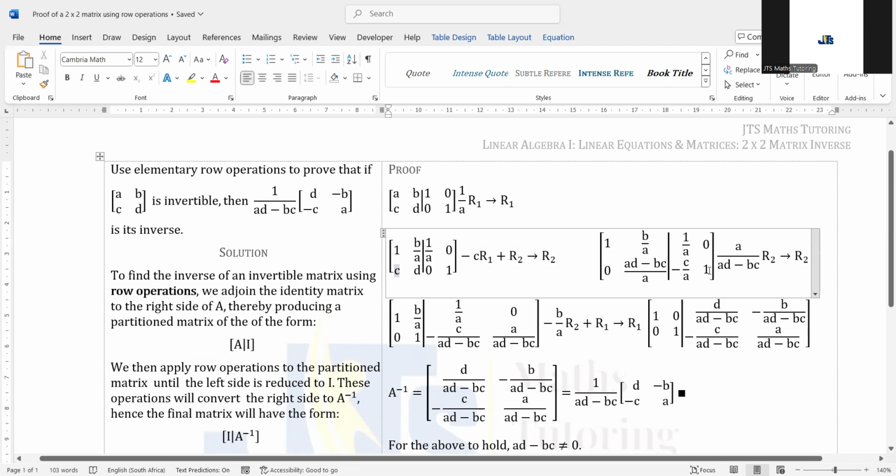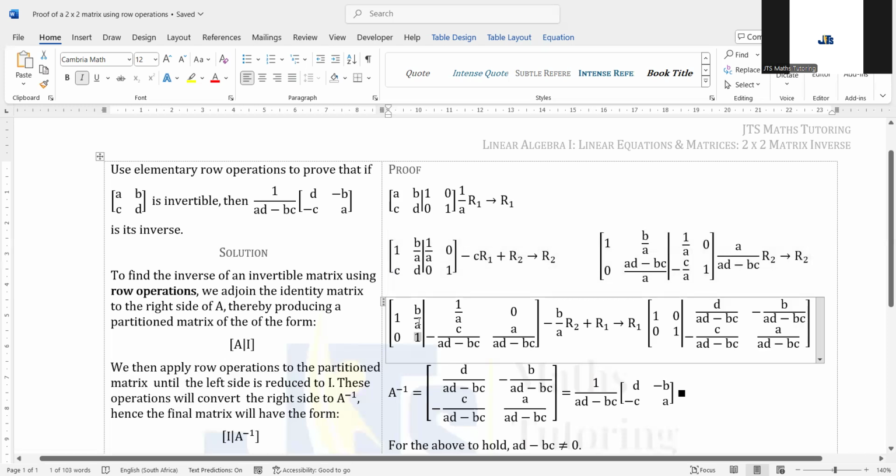Beautiful. Now I want this part here to be a 1. So how am I going to make this a 1? I'm going to multiply this row 2 by A over AD minus BC. By so doing, I'm going to have a 1 where I want it to be, right? And this one will change to this one right here. It's going to change to negative C over AD minus BC. This one right here is going to change to A over AD minus BC.